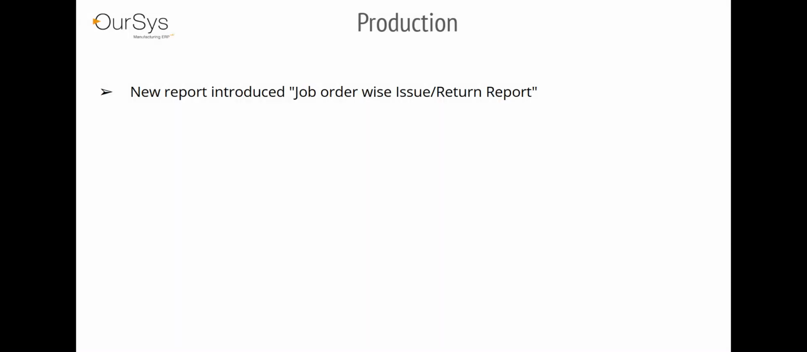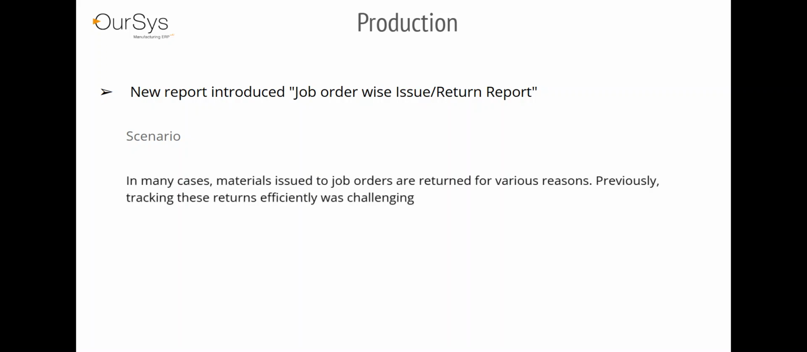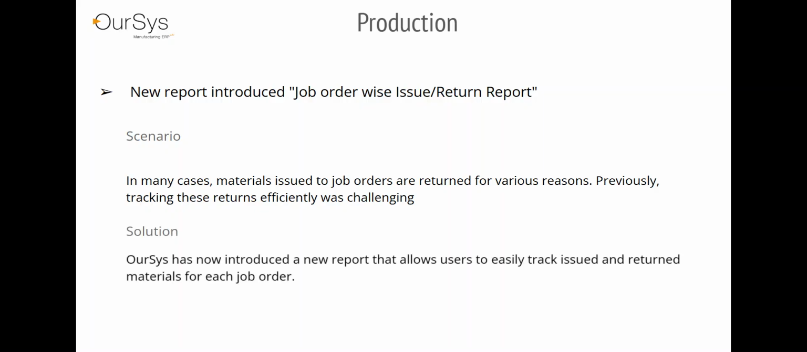New report introduced: job-wise issue slash return report. Material issued to job orders is often returned for different reasons. Before, it was hard to track why this material was returned properly. To tackle this, OurSys has now added a new report that lets users easily track material issue and return from each job order.